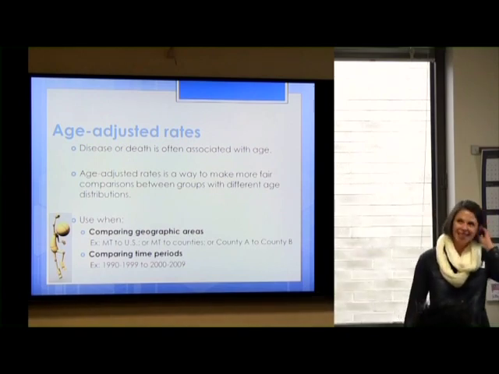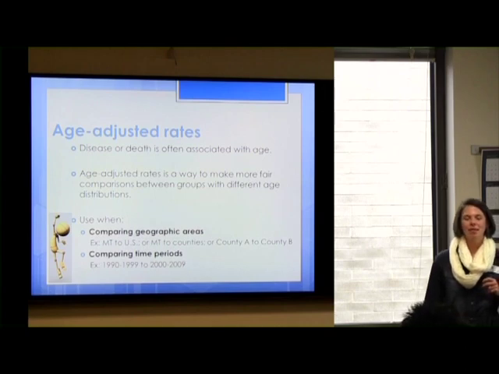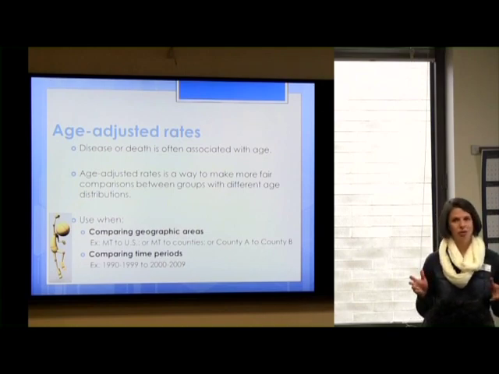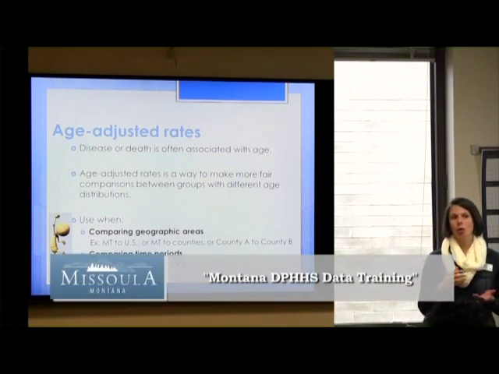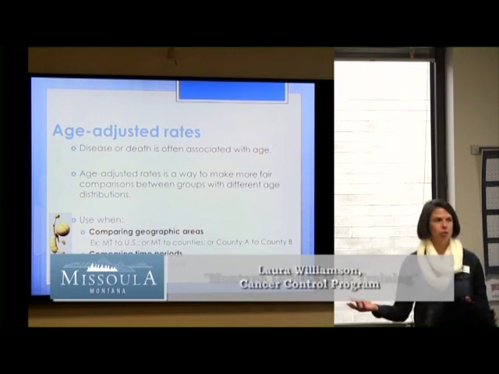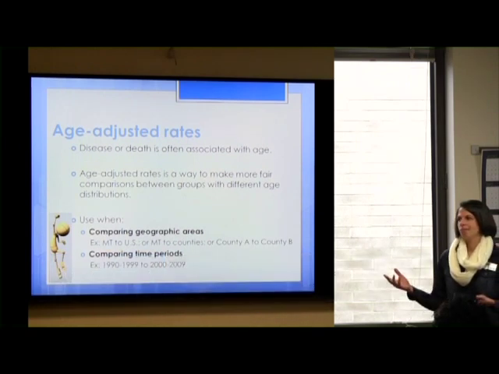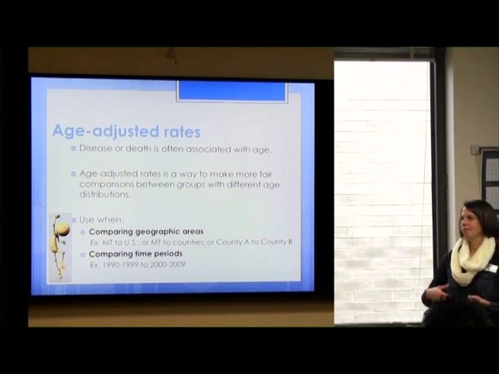Okay. And then the other thing that we do when we talk about rates, especially incidence rates or mortality rates, is we often will say this is an age-adjusted rate. And what that means is that the disease, let me back up. Disease and death are often associated with age. So we expect older people to die, and we expect older people, for example, to develop cancer. And we might expect younger folks to have asthma.